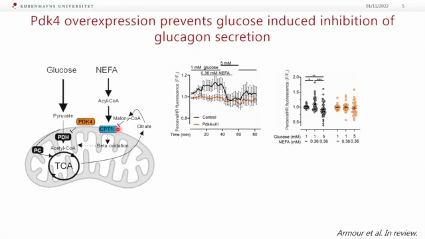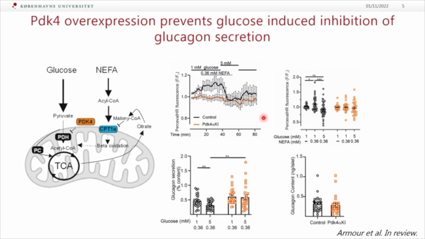And what we see when we look at ATP in these islets is that, again, while the controls acted as the CPT1 controls in the wild-type mice, the PDK4 knock-in mice just had a stable ATP fluorescence throughout the experiment. So we didn't see a drop in ATP when we increased glucose levels. We also observed that these islets did not seem to be able to reduce glucagon secretion when challenged with 5 millimolar of glucose. Therefore, it appears that you need this drop in ATP in higher glucose conditions in order to repress glucagon secretion from alpha cells. And we saw this without any changes in glucagon content between the control and the knock-in animals.